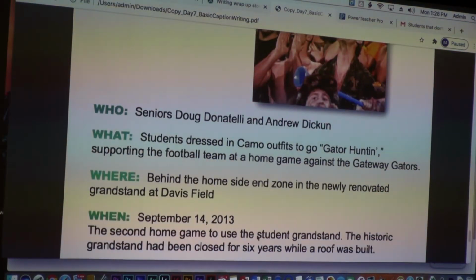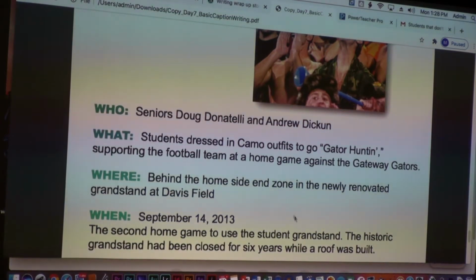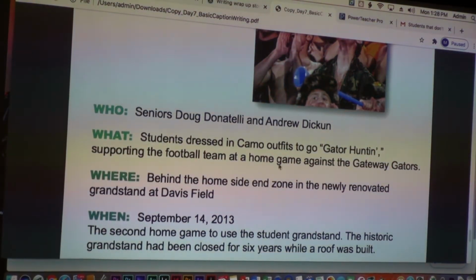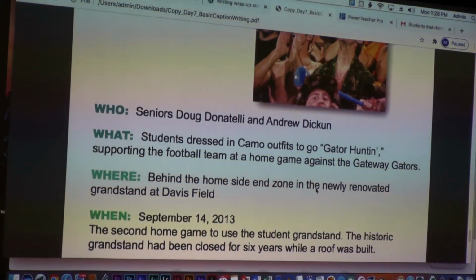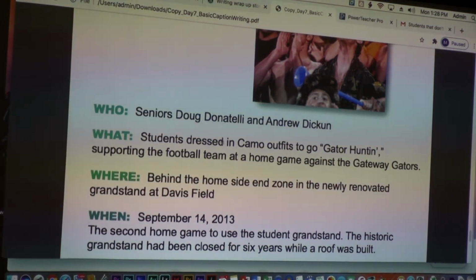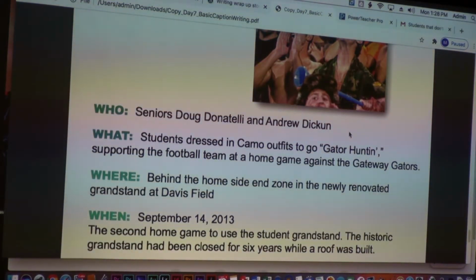What would be the who and what? Somebody tell me. Who and what? Anybody? Tell me the who. So it's these two guys, right? So we write their name. So we've got Doug and Andrew. We could have 12 in parentheses.